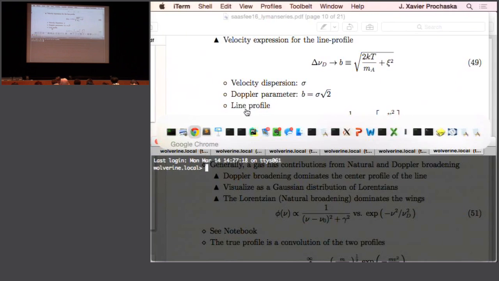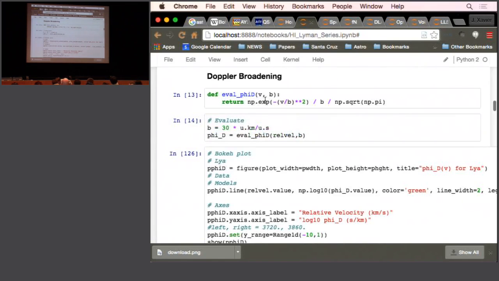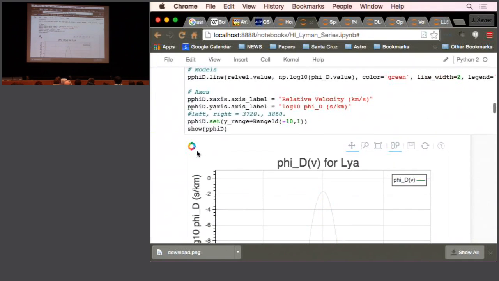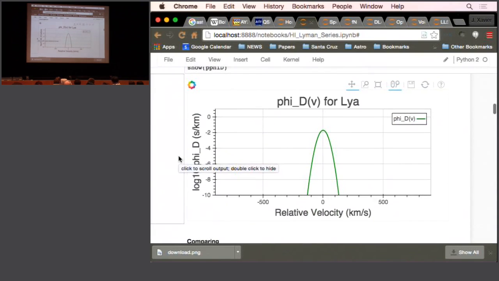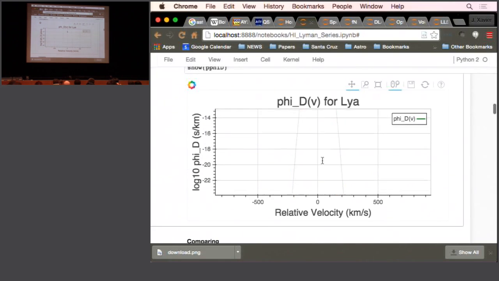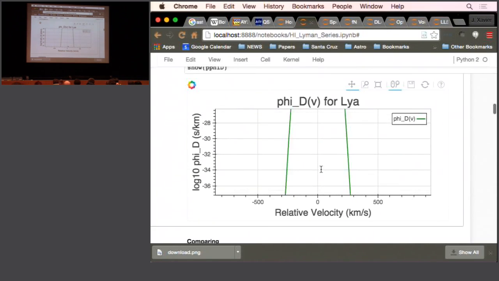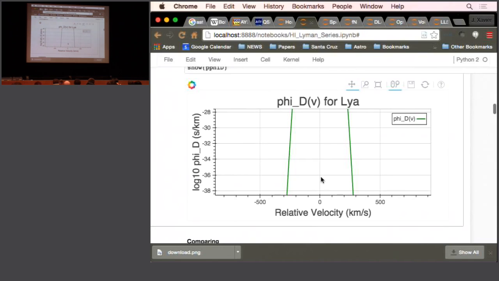To visualize that in the notebook here, I've just cast in that Gaussian profile, adopting a Doppler parameter of 30 kilometers per second, which is characteristic of the Lyman-alpha forest, and you get a line profile that looks like that. Nothing too exciting. But it is, of course, a very steep exponential on both sides, so as we scan down, we're seeing nothing like the Lorentzian wings of the natural broadening. Now we're 30 orders of magnitude lower than the line center. These Doppler motions play no role out here in the wings of the line.